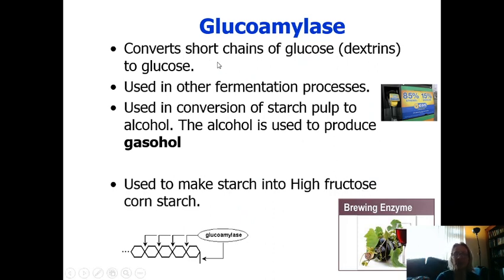Glucoamylase, then, is another example, which converts short chains of glucose molecules, like this one here, into glucose, so it hydrolyzes it. That can be used for fermentation processes, used to convert starch pulp to alcohol, and the alcohol can be used to produce gasohol. So that's a biofuel that you could have. It's also used to convert starch to high fructose cornstarch.